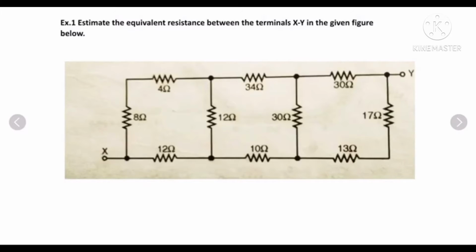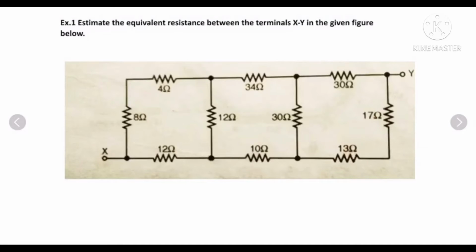To solve any problem to find the equivalent resistance, our very first step should be that we will try to identify series connections. Then we will move to parallel connections, and after that we will move to star delta connections. As we can see here, we have two possibilities of series connection. These two resistors are in series and these two resistors are in series.